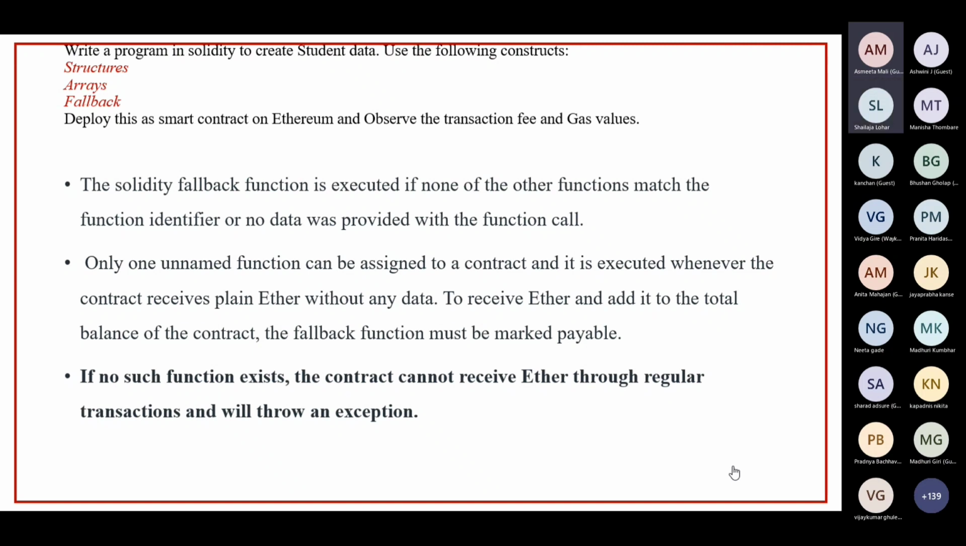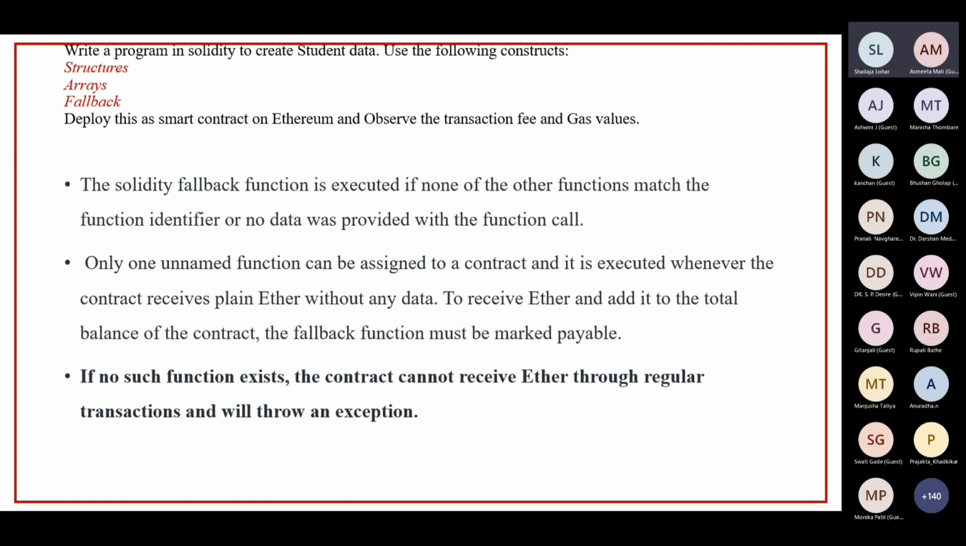Okay, so now we go to the next part, next assignment, that is program in Solidity to create student data for the constructs, structures, arrays, and fallback. Now, structures and arrays are something which will be used in only initializations of your data. A fallback is the important part to be understood over here. Again, in Solidity, what is fallback? So what we have to do is again deploy this smart contract on Ethereum and observe the transaction fee and gas value. Right, just now we have seen how to observe the transaction fee and gas value after deploying it.